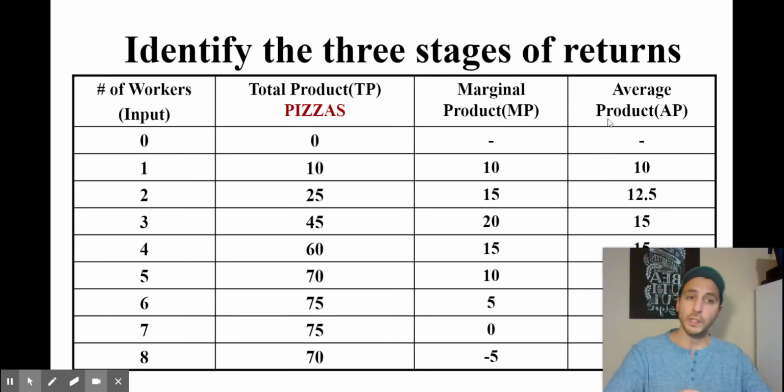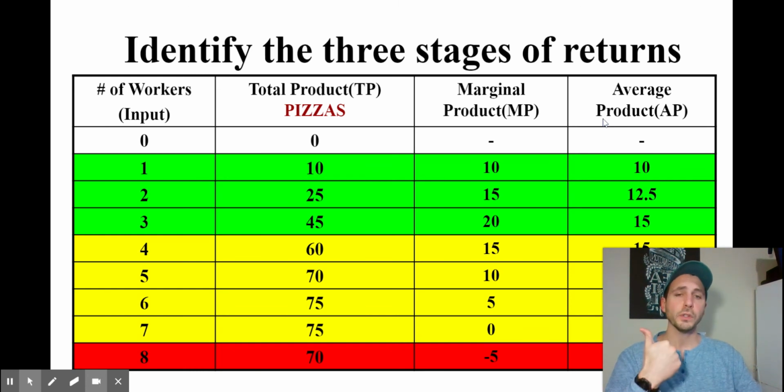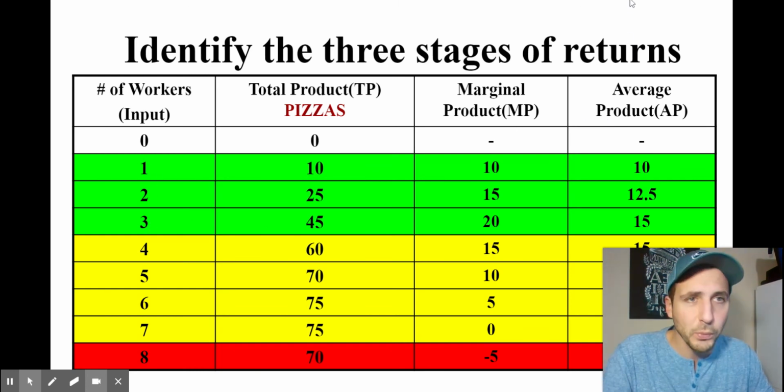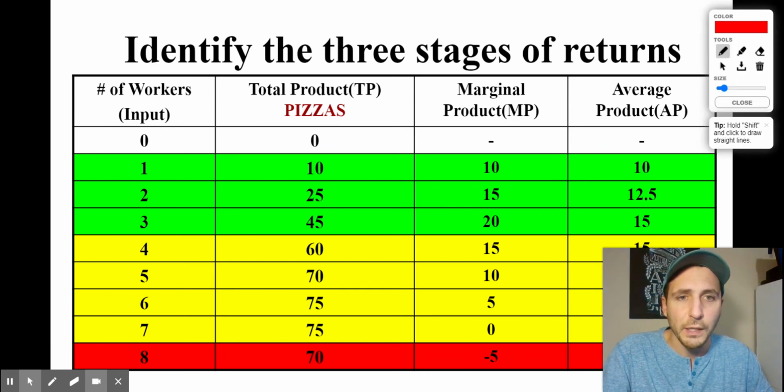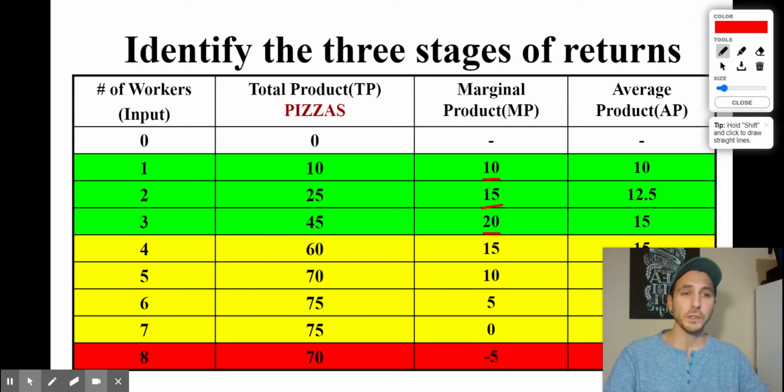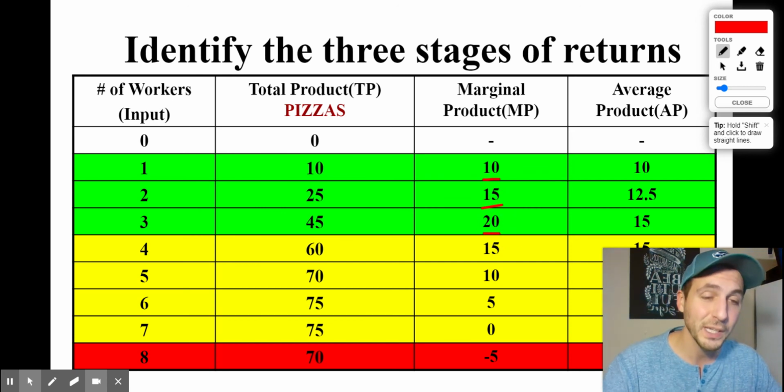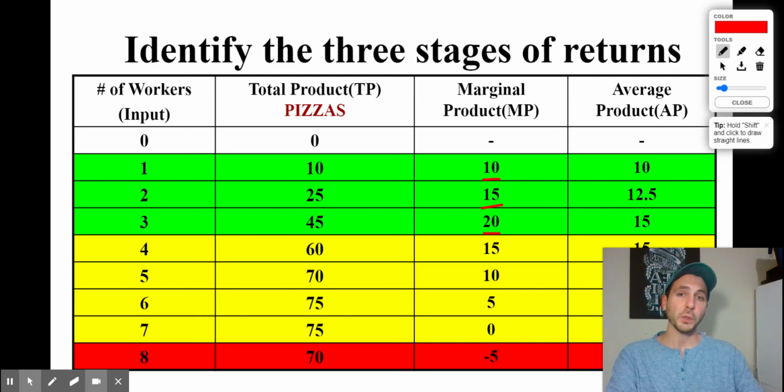Well, remember the first stage of return is increasing marginal returns. So that's going to be located here from 1 to 3 because at this point, my marginal product is going up. I hire my first worker, it's 10. My second worker, it's 15. My third worker is 20. I have specialization, which is giving me considerable gains. And total product is going up at an increasing rate.